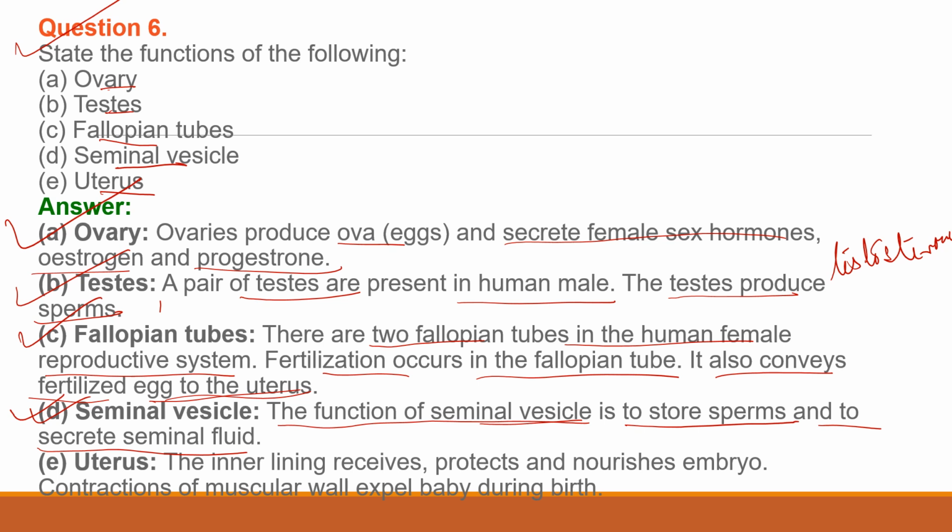So what is the function of the seminal vesicle? So they have asked you the function itself. So it is to store the sperms and to secrete the seminal fluid.